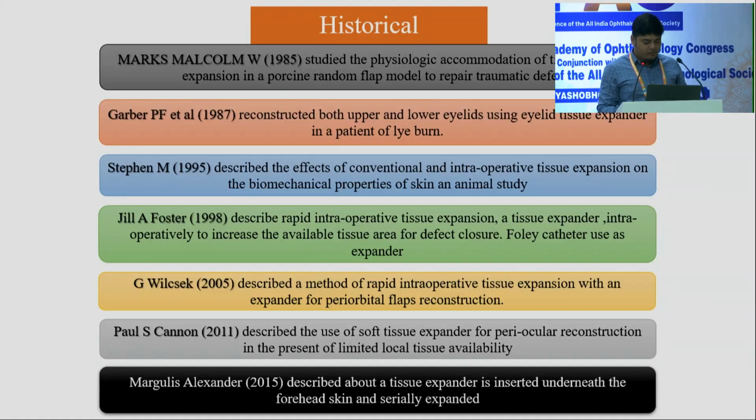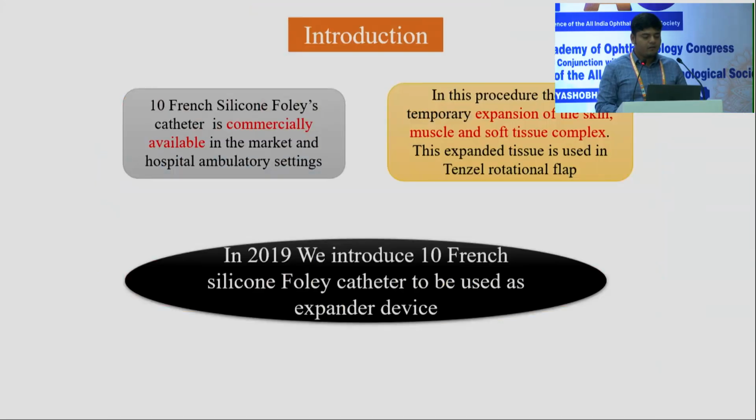And as late as 2015, Margulis Alexander described how to insert a tissue expander underneath the forehead skin and expand serially. So here we introduce the 10 French silicone Foley's catheter to be used as an expander device, as it is commercially available and readily usable in hospital settings. There is a slight modification in our technique, as we cause temporary expansion of the skin, muscle, and soft tissue complex, and this expanded tissue is further used in rotational or advancement flaps.